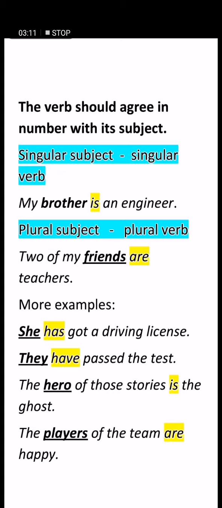The hero of those stories is the ghost. Notice that the subject in this sentence is hero. It's singular. It's not affected by the phrase after it. The hero is. The hero of the stories is. While in the last example we say, the players of the team are happy. Players are. The players of the team are happy. Plural subject with plural verb.